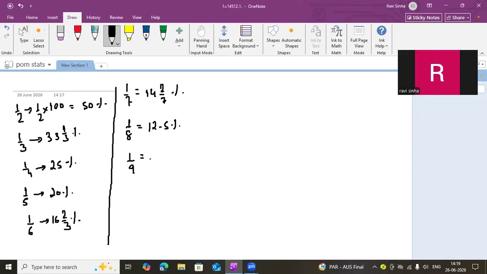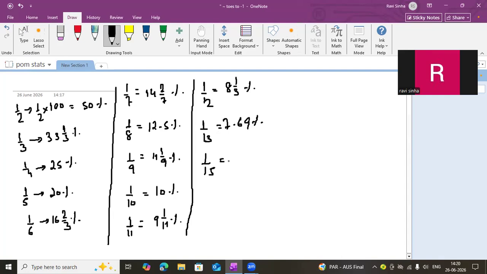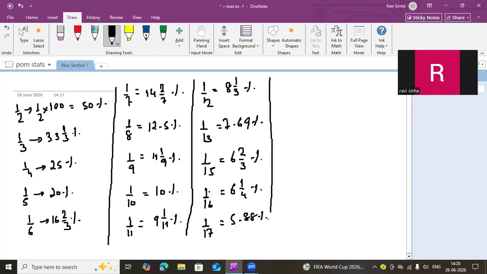1 by 9 is 11 1 by 9%. 1 by 10 is 10%. 1 by 11 is 9 1 by 11%. 1 by 12 is 8 1 by 3%. 1 by 13 is 7.69%. 1 by 15 is 6 2 by 3%. 1 by 16 is 6 1 by 4%. 1 by 17 is 5.88%. And 1 by 19 is 5.26%.